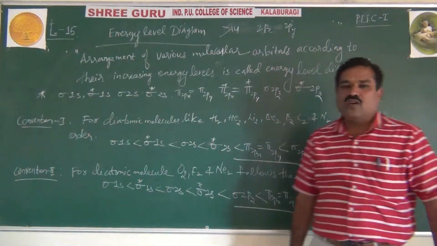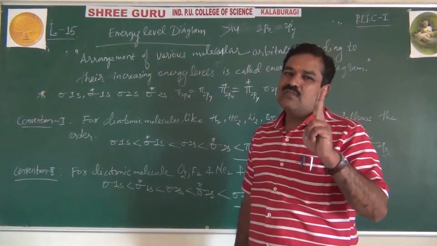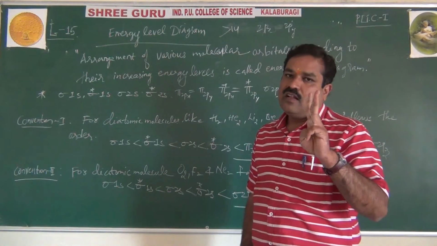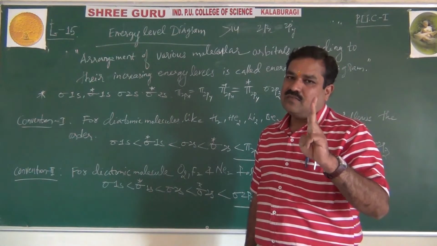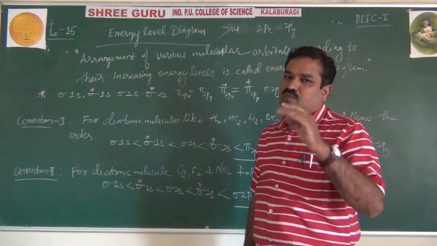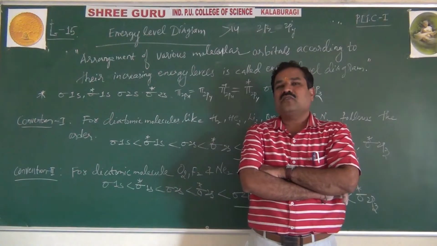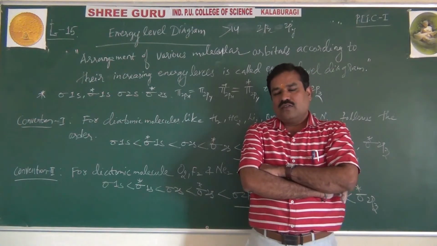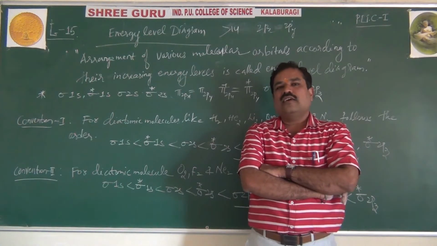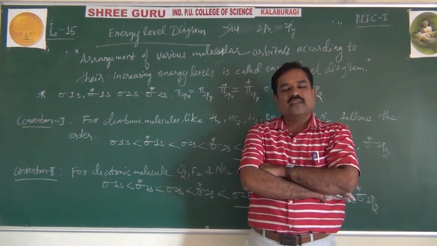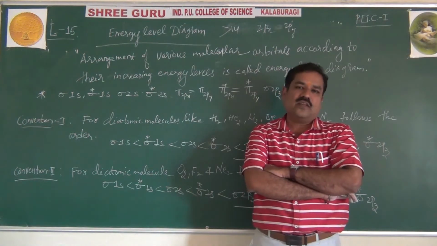the energy level diagram for hydrogen, helium, then lithium. These are foreign elements. Then boron, beryllium is not there, but still I will show you. Then carbon, nitrogen, oxygen. We have to use this, sketch the energy level diagram, calculate the bond order, predict the stability, predict the magnetic property.